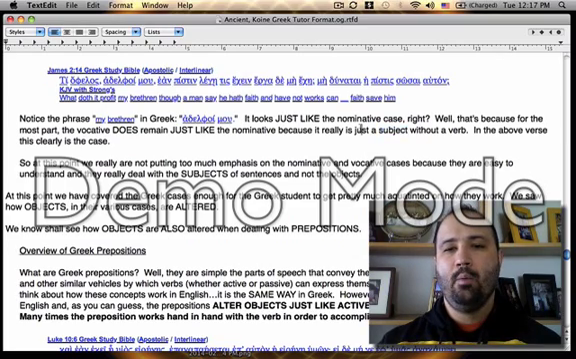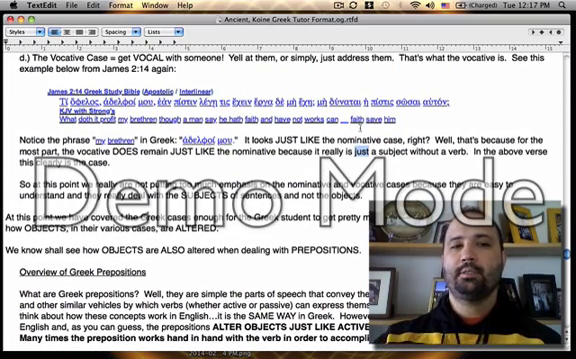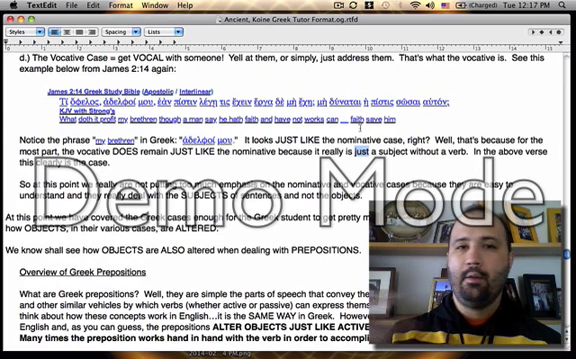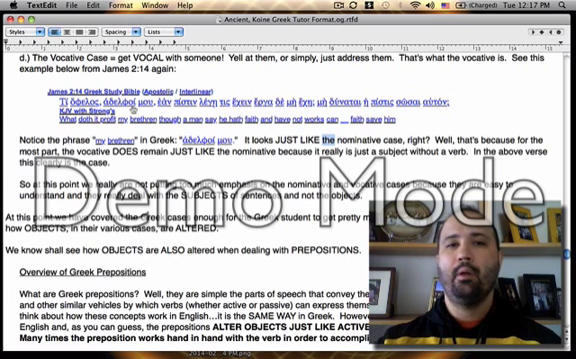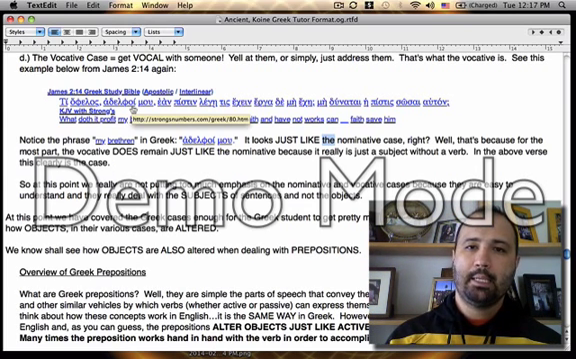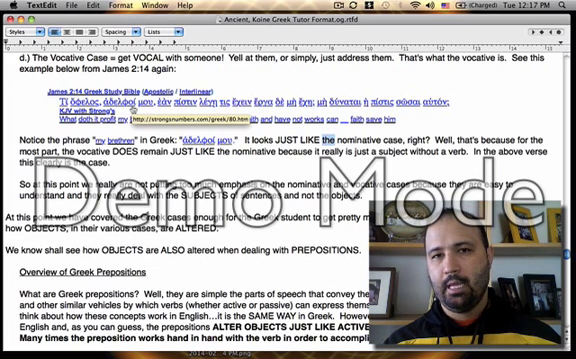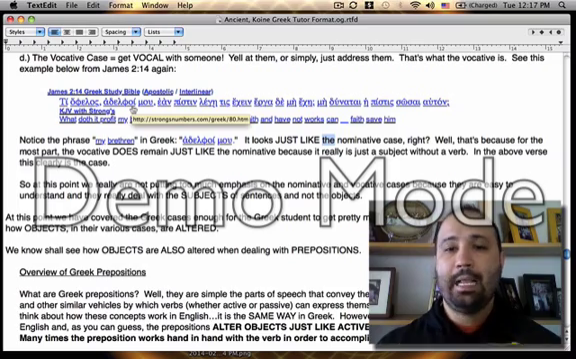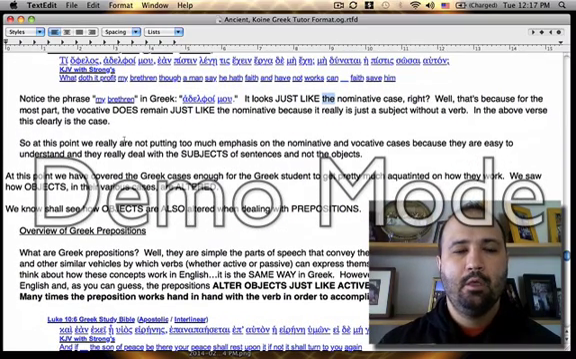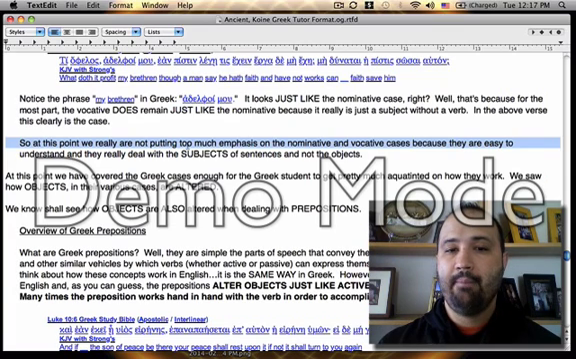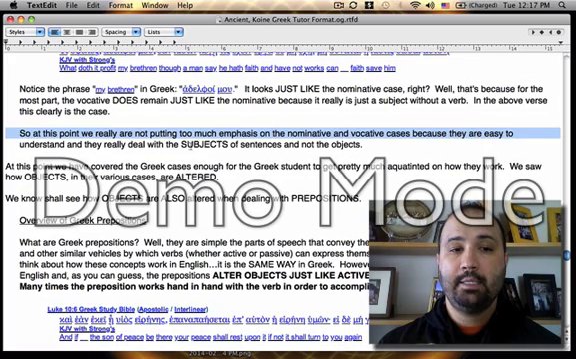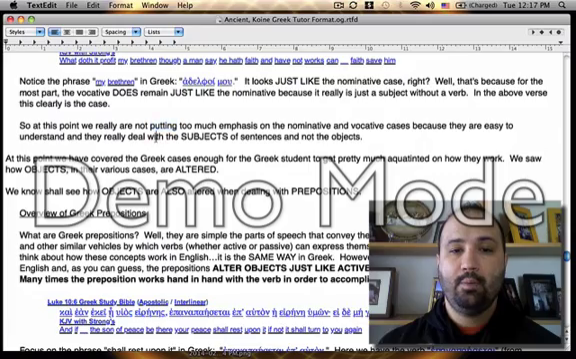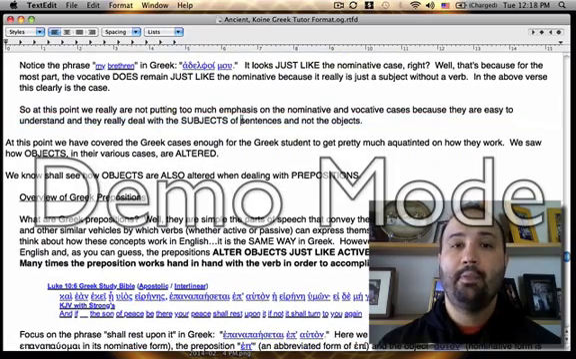Okay, so what it's expressing in the vocative is that a noun in this type of situation, my brethren, is the main theme. Okay, because he's talking to the brethren, adelphimu, my brethren. So no action is being put upon it. It's not going into every other case, and it looks just like the nominative. So this is like a subject without a verb. So at this point, we really are not putting too much emphasis on the nominative and vocative cases because they're easy to understand, and they really deal with subjects of sentences and not the objects.